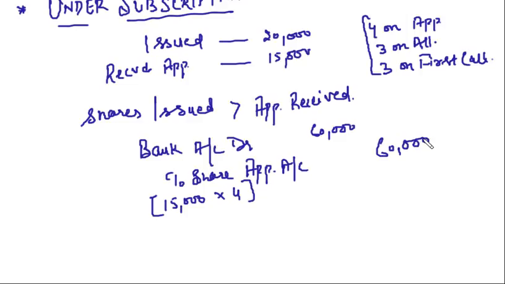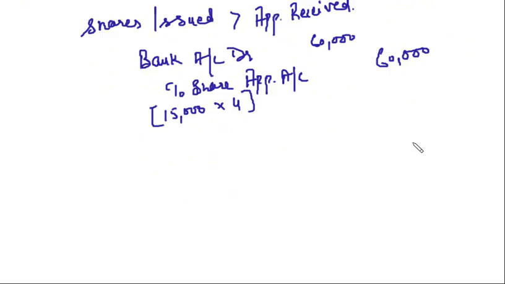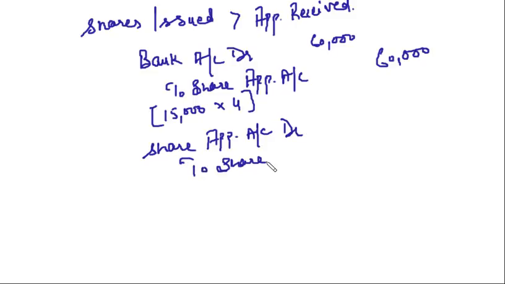You received applications for 15,000 shares, then you must have received the application money on 15,000 shares only and not 20,000 shares, right? Now at the time of allotment, you will transfer this application money. You allotted all the 15,000 shares. You received applications for 15,000 shares and you allotted all the 15,000 shares. Then you will transfer this amount to share capital account, that is 60,000 and 60,000.